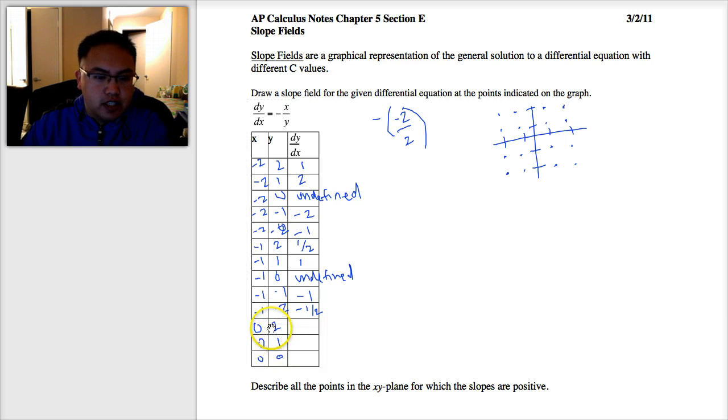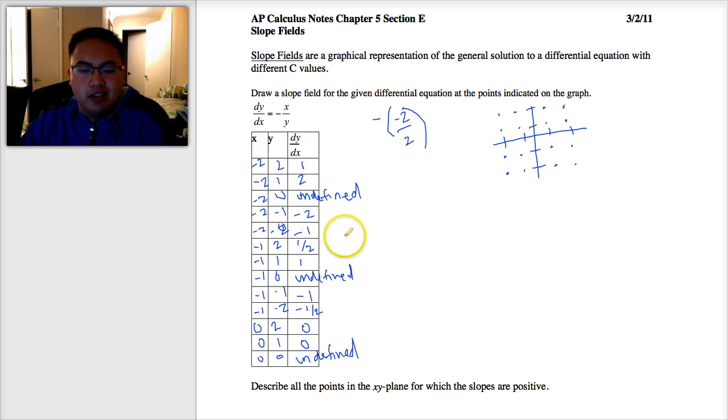These are all easy, actually. 0 divided by 2 is 0. 0 divided by 1 is 0. 0 divided by 0, a little bit trickier, but undefined. So hopefully you guys understand what I do here.